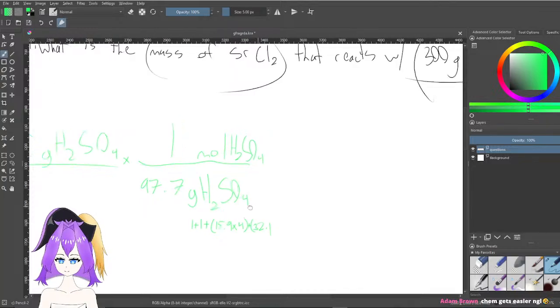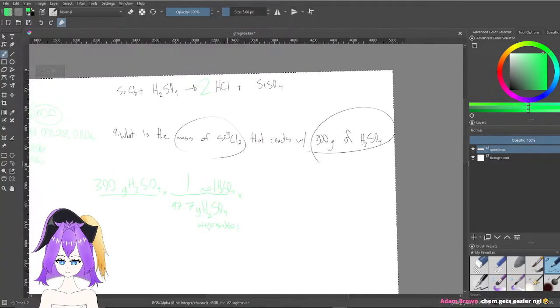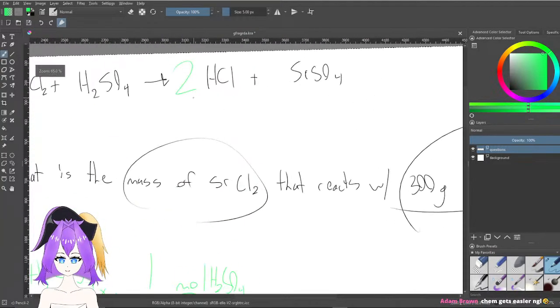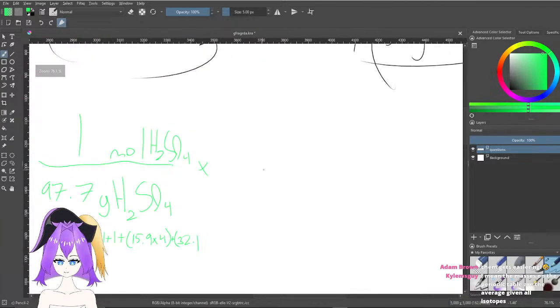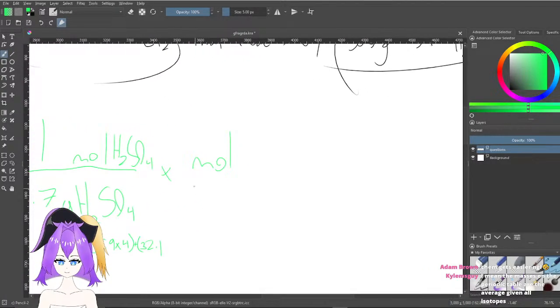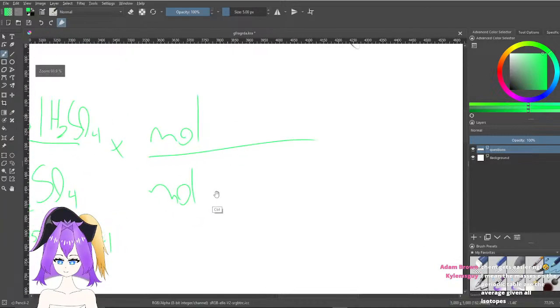97.7. And then the mole ratio. Do I need to bother with the mole ratio? No, I'm not going to hydrogen chloride, so it's just going to be moles to moles. Mole ratio, H2SO4.